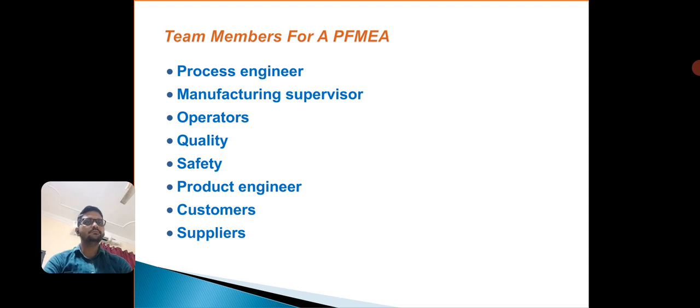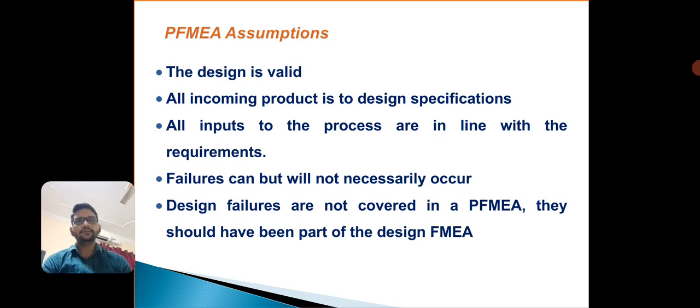Next is team members for the PFMEA. It means process engineers, manufacturing supervisor, operators, quality, safety, production engineer, customer and supplier all need to be team members of the PFMEA. Next are the PFMEA assumptions. The design is valid, and all incoming product design specifications and all inputs to the process are in line with the requirements. Failure can but will not necessarily occur. Design failures are not covered in the PFMEA.